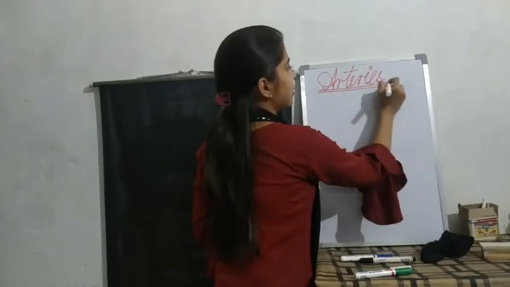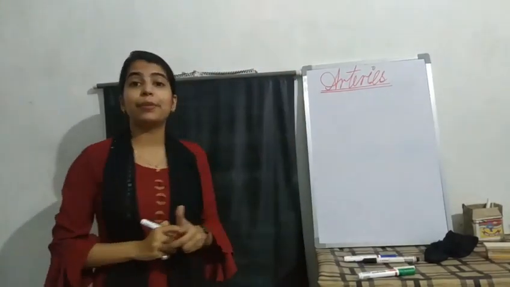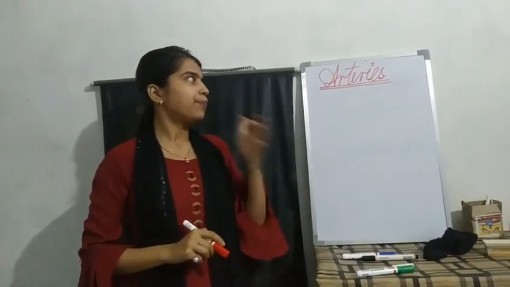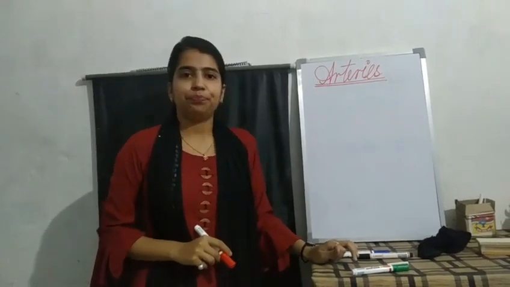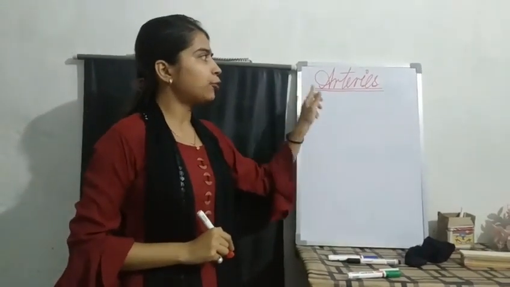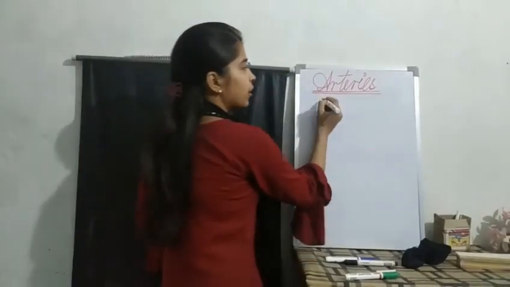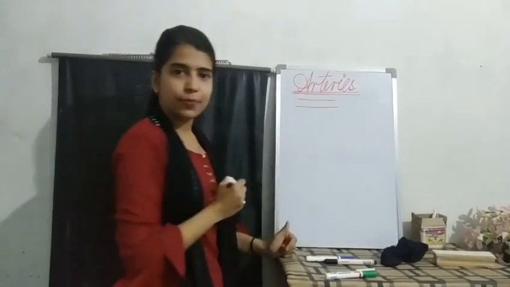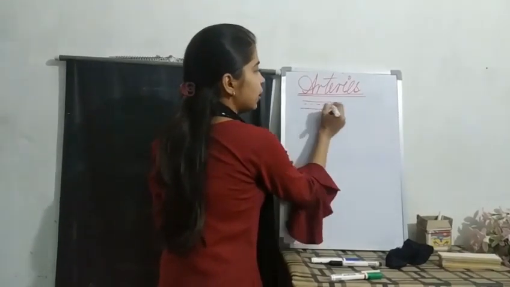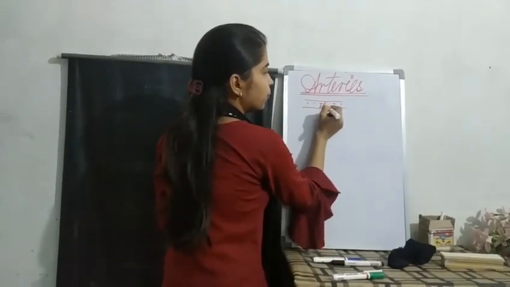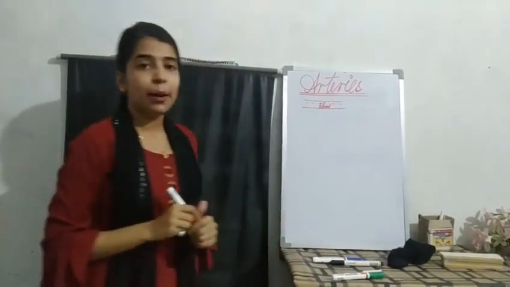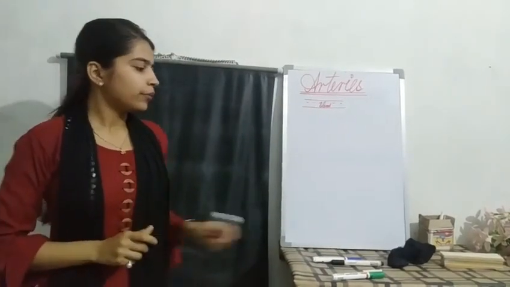Arteries, that is the plural form, or you can simply write it as artery. See, if I have to explain to you about arteries, we say that they are tube-like structures through which the blood will flow. It will carry the blood.